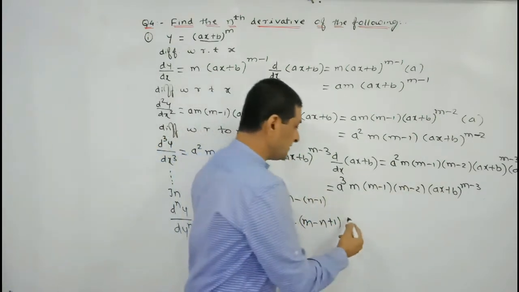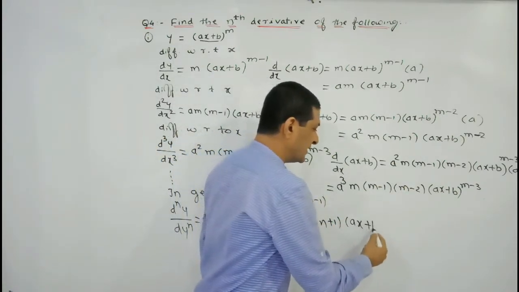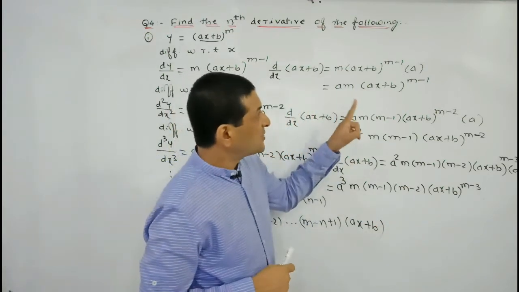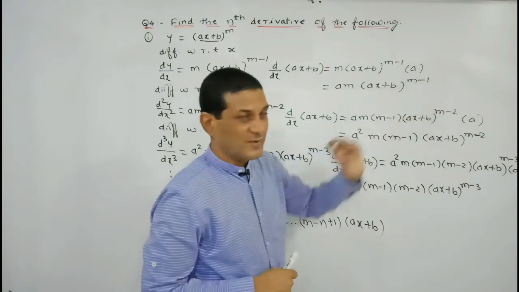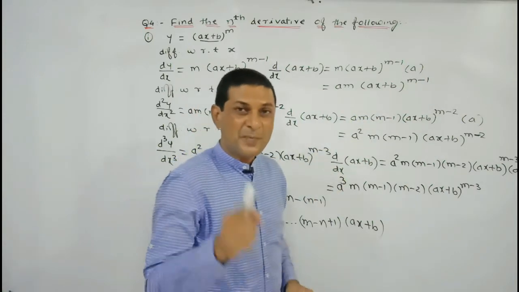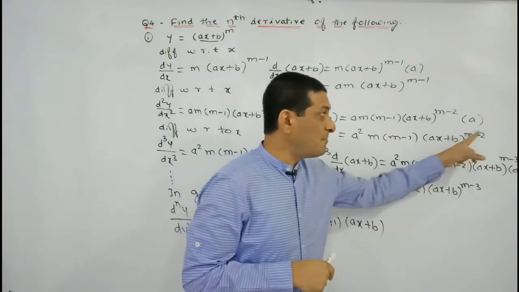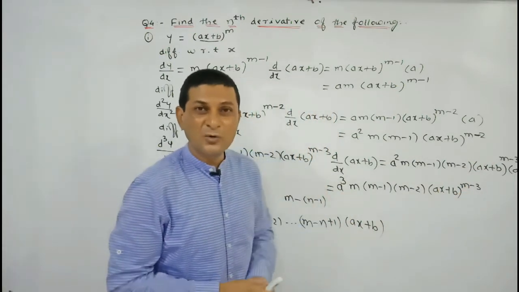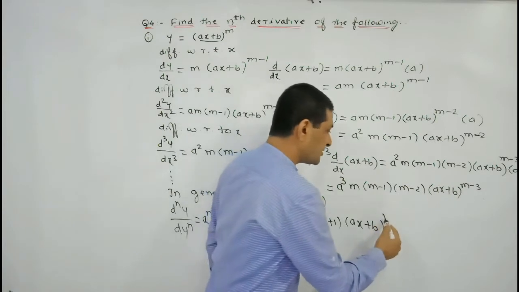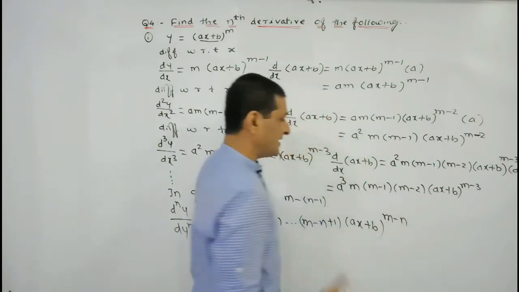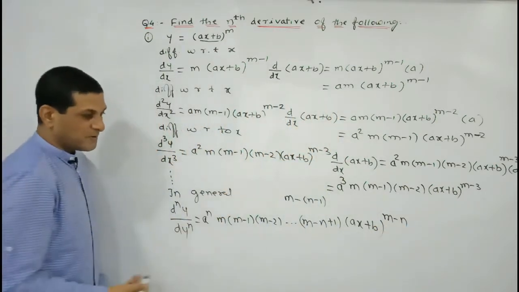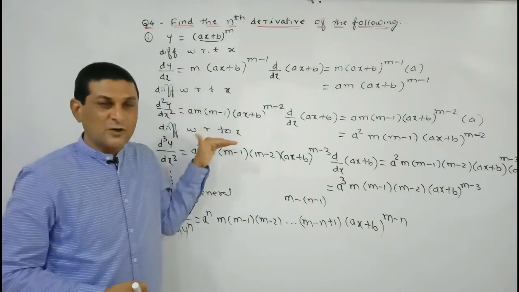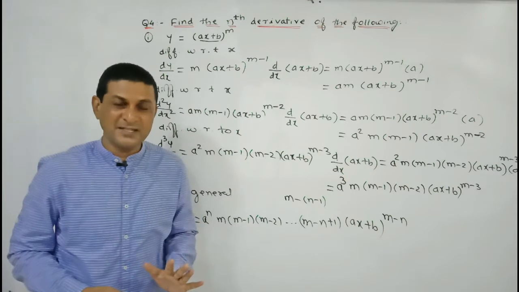Now we are discussing the power of ax plus b. In the first order derivative, its power is m minus 1. In the second order derivative, what is the power of ax plus b? m minus 2. In the third order, m minus 3. Then can I conclude that in the nth order derivative, this power will be m minus n? So in this way, we have got the nth order derivative by observing the first order, second order and third order derivatives.